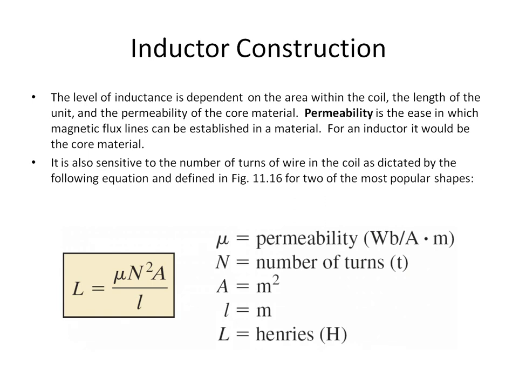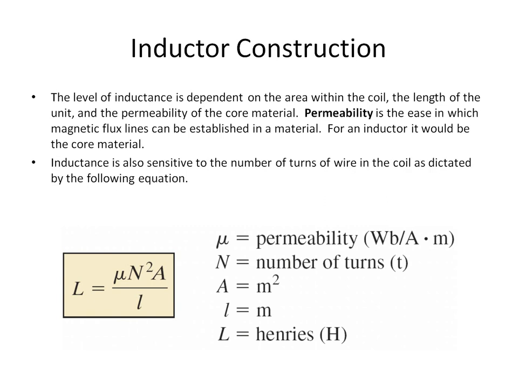The level of inductance is dependent on the area within the coil, that is the cross-sectional area, the length of the unit, and the permeability of the core material. Permeability is the ease with which magnetic flux lines are established in a material. For an inductor, it would be the core material. In some instances, an inductor could have an air core. In other instances, it might have an iron core or perhaps a ferrite core. Depending on the application in which this inductor is to be used will depend on what the core is.